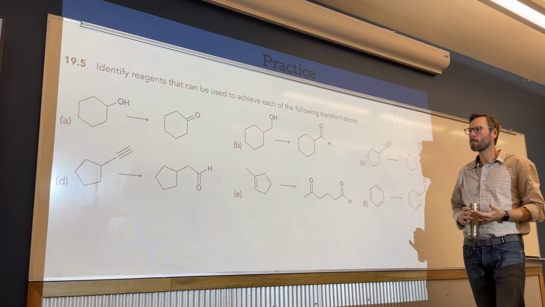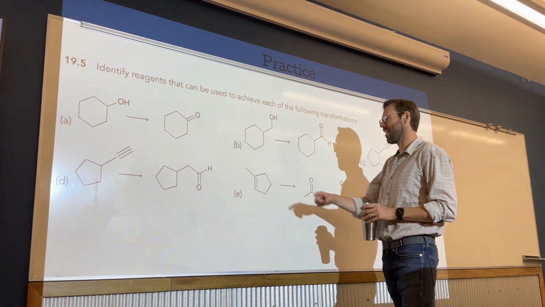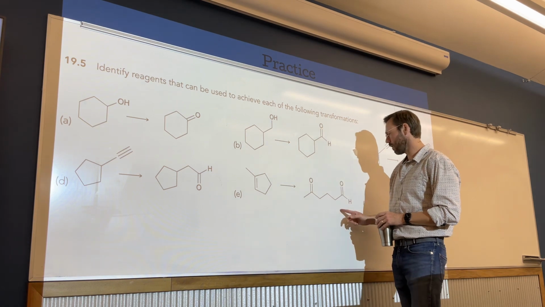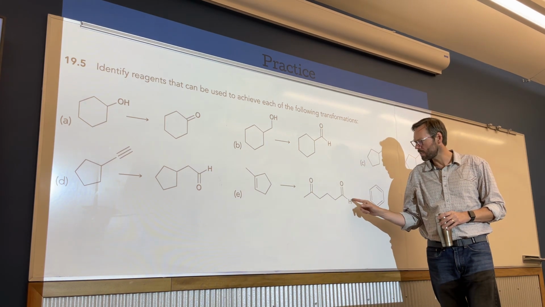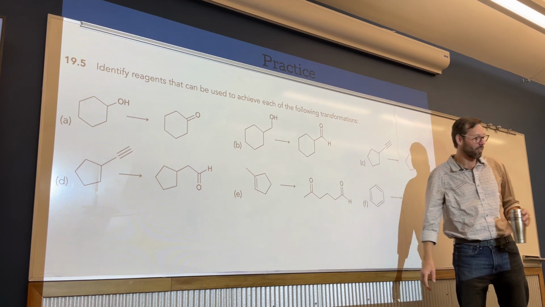D. Yeah, I already did that one. Okay, E. So, what are we making? Ooh, we're making a diol. Oh, no, it's not a diol. A diol would be 2 alcohols, but it has an aldehyde and a ketone.